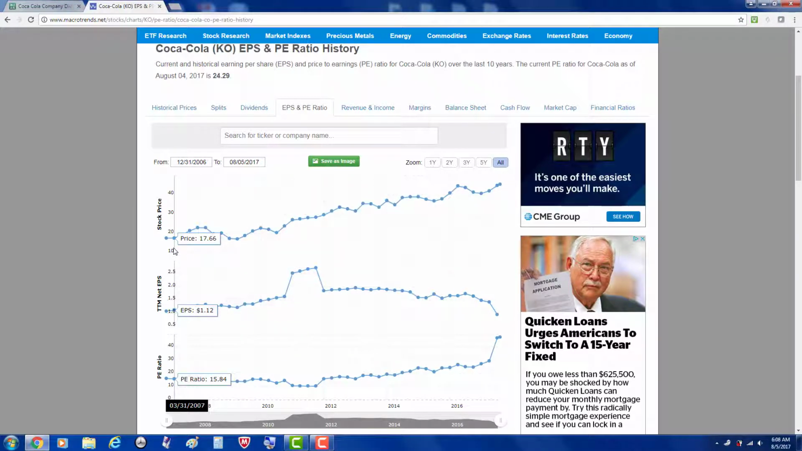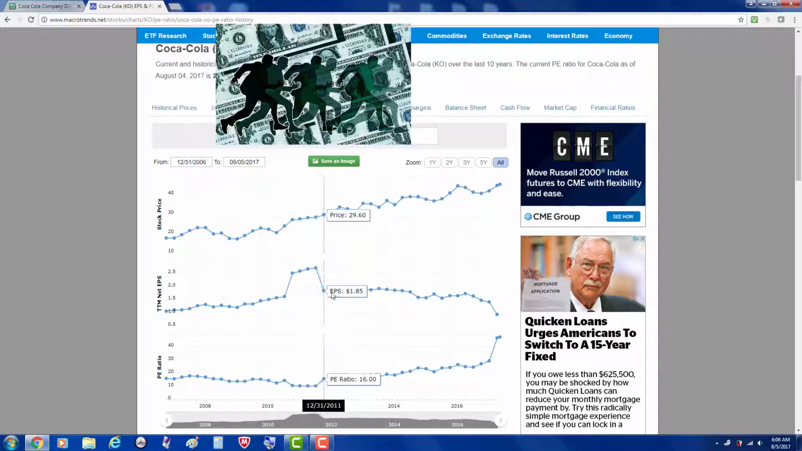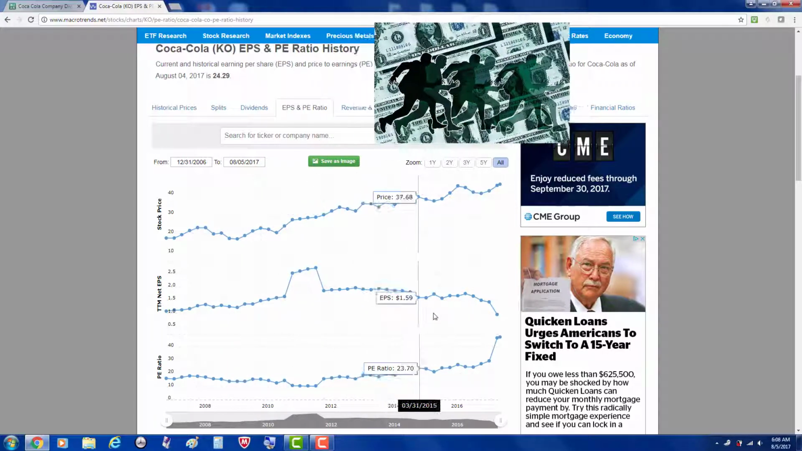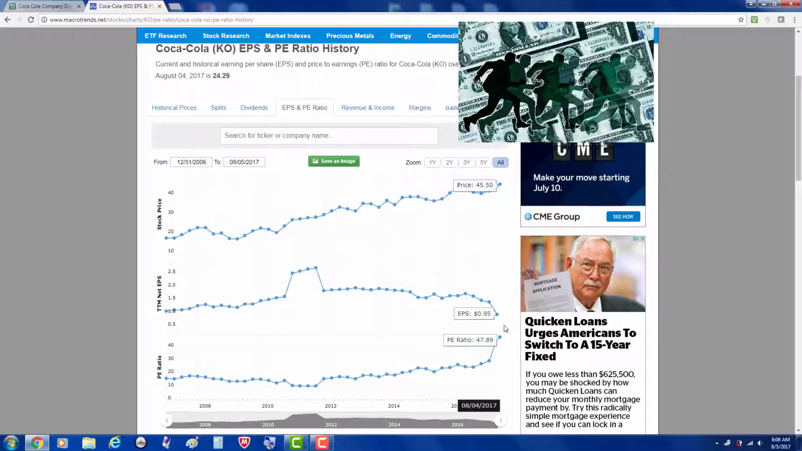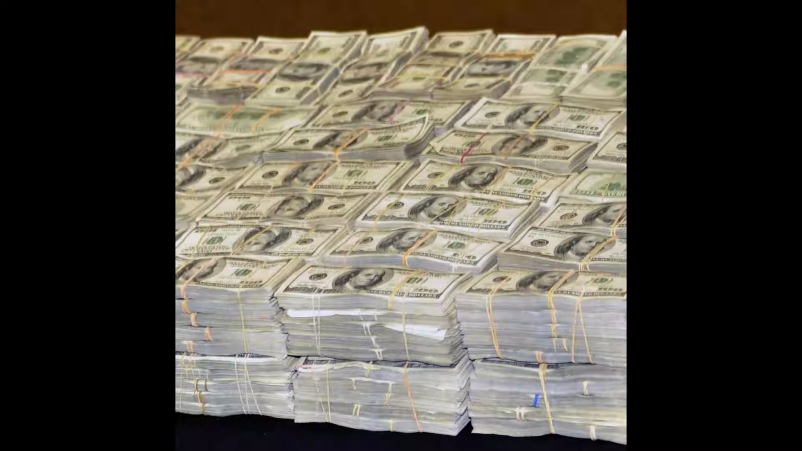But as I indicated in my S&P 500 video, for the past 10 years, people have been buying up everything without regard to value. As of August 4, 2017, the price of one share of Coca-Cola stock has nearly tripled to $45.50, but the price-to-earnings ratio has increased to 47.89. By all indications, this stock has become severely overpriced.